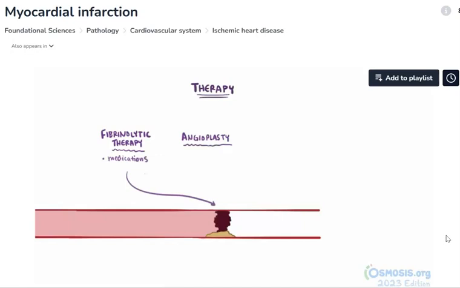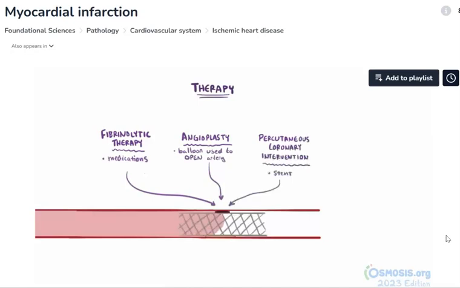An angioplasty might also be done, which is a minimally invasive endovascular procedure where a deflated balloon is inserted into the blockage and then inflated to help open up the artery. And finally, percutaneous coronary intervention might also be performed, where a tiny catheter is used to place a stent in the coronary artery to physically open up the blood vessel. Each of these focuses on re-establishing blood flow to the dying heart cells, since time is tissue.